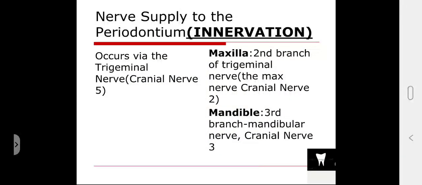Nerve supply to the periodontium. I go over this because it is part of the anatomy, but that's a whole other lecture about nerve innervation and all that. But just some basic overall understanding that the maxilla has the second branch of the trigeminal nerve, the maxillary nerve, cranial nerve number 2, mandible has the third branch, the mandibular nerve, cranial nerve 3. Okay, and the nerve supply to the periodontium just occurs via the trigeminal nerve. You need to understand that. Another name for that is the cranial nerve 5.